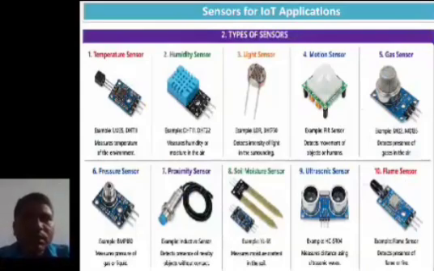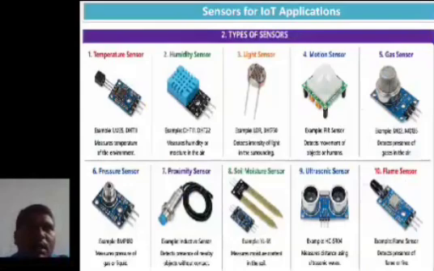Then the sixth one, pressure sensor. It measures the pressure of gas or liquids. It is used in industrial and automotive applications. Then the proximity sensor. It can detect nearby objects without any contact. So it is used again in automation and robotics. Then soil moisture sensor. It can measure the water content in the soil, and it is used in smart agriculture.